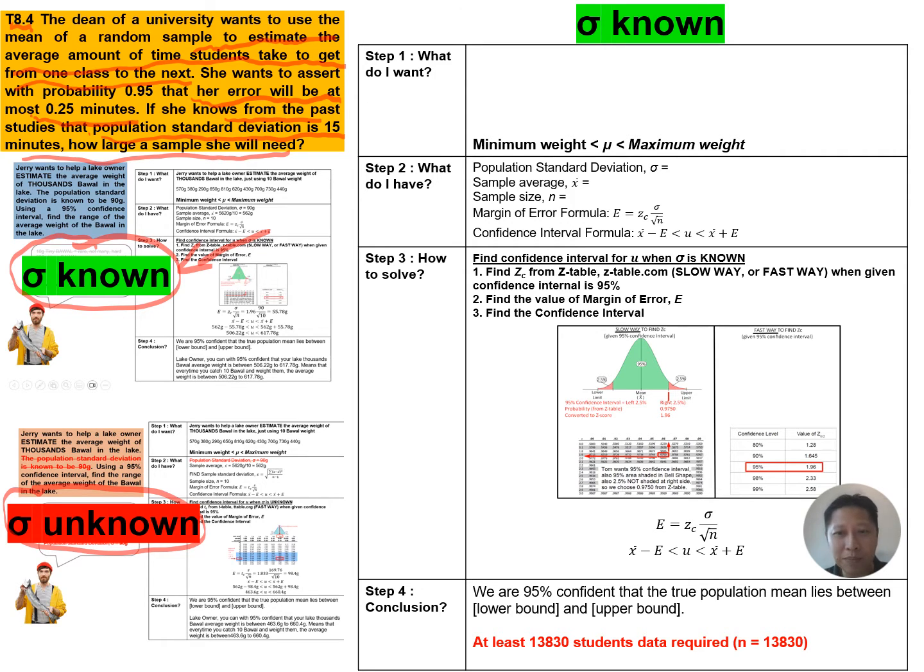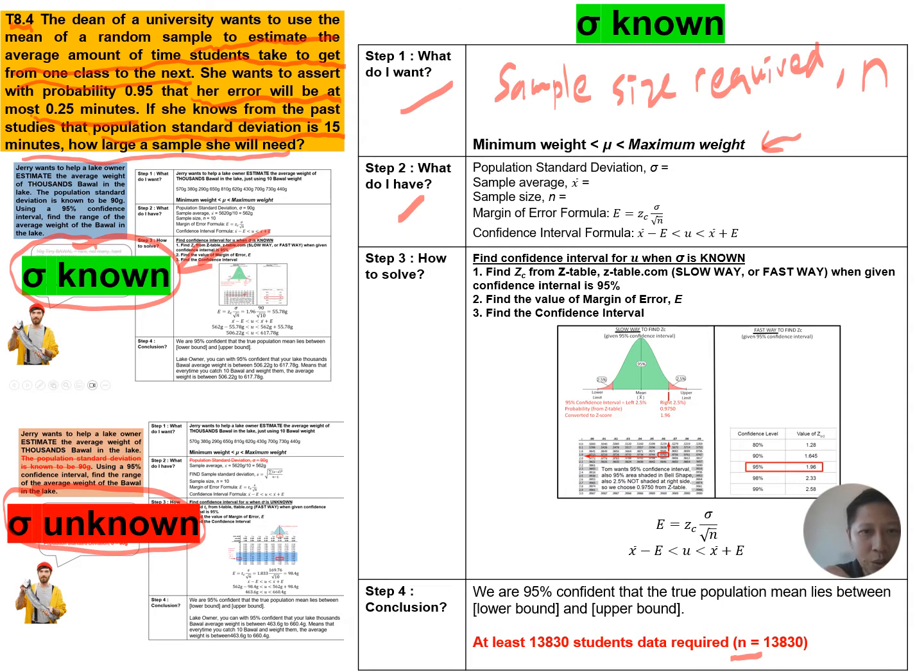We're going to follow the 4 big steps. This is a special problem. It's not finding the interval. We want to find the sample size, the minimum sample size. But it is quite similar. Step 1: what do we want? We want to find the sample size required, that is the N to validate this study.